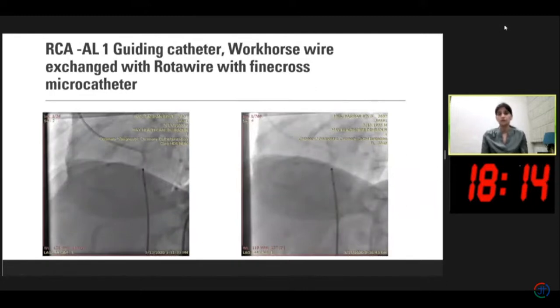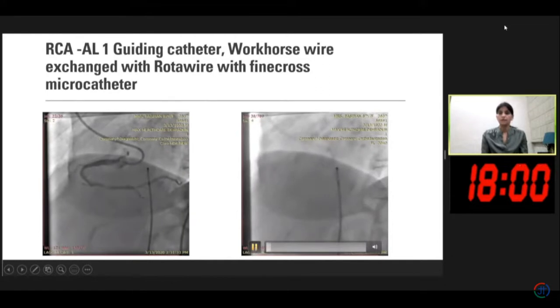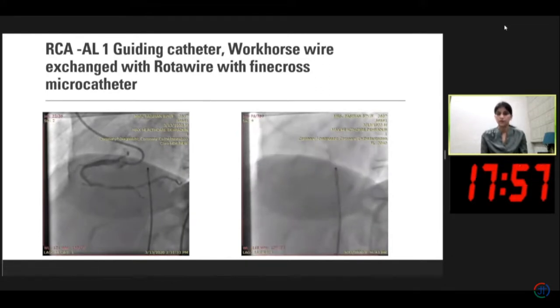First of all, to have good support because you have to go distally, we chose an AL1 guiding catheter. We first wired with a workhorse wire, and then with a microcatheter, this workhorse wire was exchanged to a floppy rota wire. We kept the TPI in the IVC and did not put it into the RV, so that if there is bradycardia, we can just place it in the RV to get support. So this is a normal wire being exchanged with a rota floppy wire.